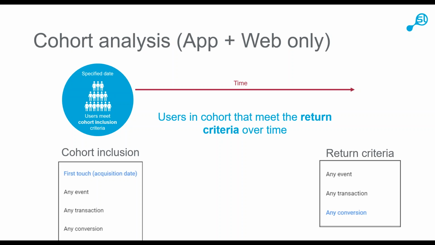So on the left hand side there, you will see the definitions where you can say, right, I want to understand what users did after, I want to define the cohort by people who either came on a first touch or any event or any transaction or conversion. And then I want to see what that group of users did over a specific time period and performed the return criteria, which might be any event, any transaction or any conversion.